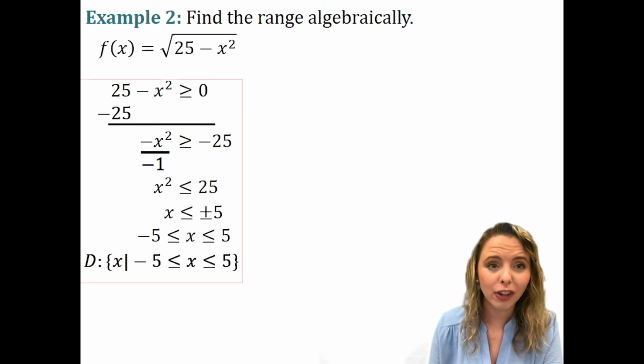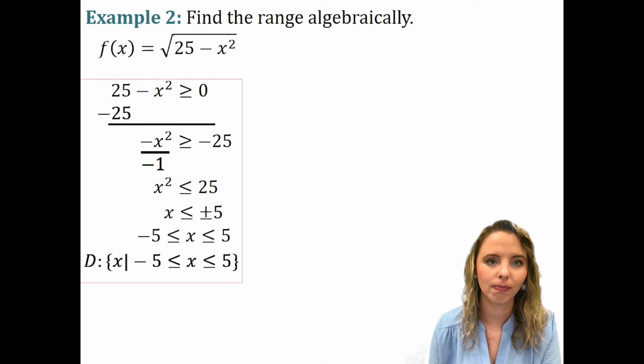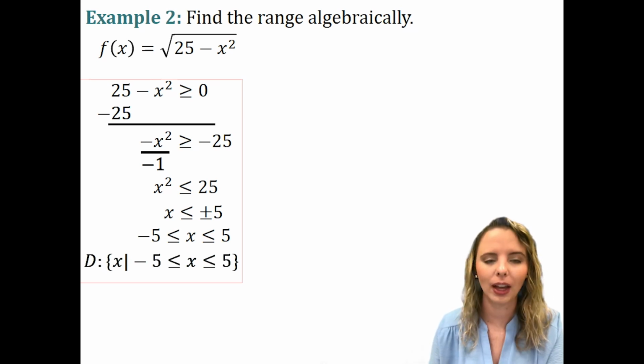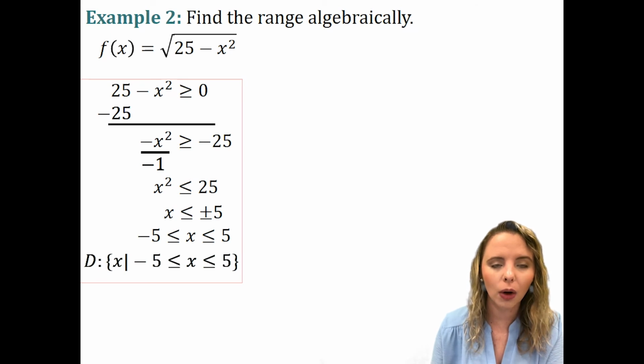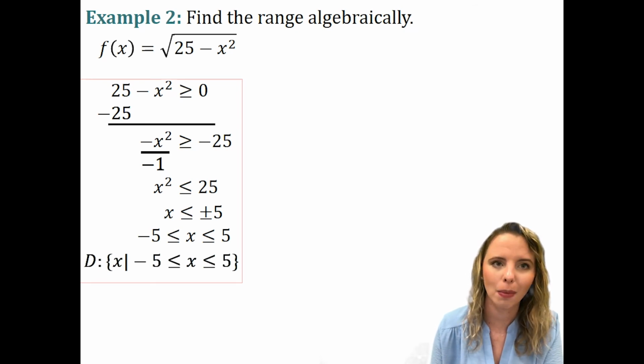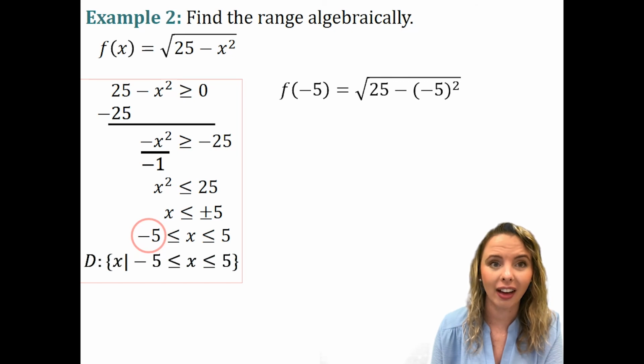So I left our work from our previous direction, same domain. I left it so we could see it because we need it. We're going to find the range. So we know our range relates directly to our domain. Our range is dependent upon our domain. So we know our domain includes negative 5. So f of negative 5, if we plug that in, square root of 25 minus a negative 5 squared is going to be 25 minus 25, which is 0, and the square root of 0 is 0.